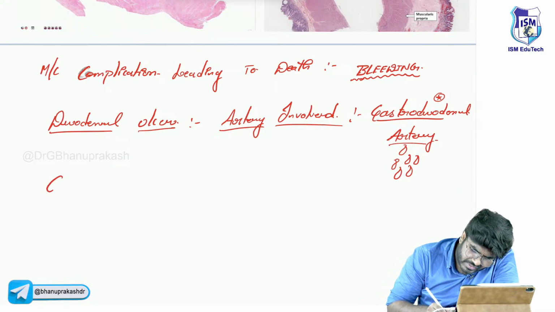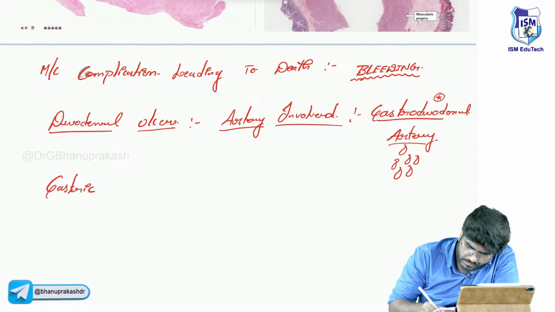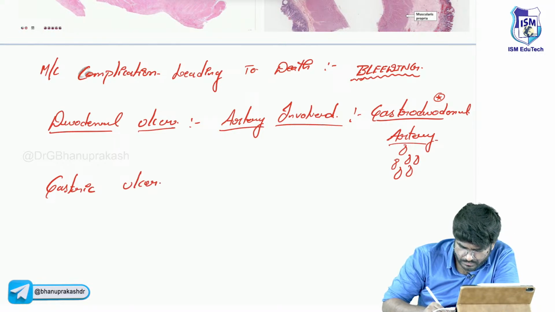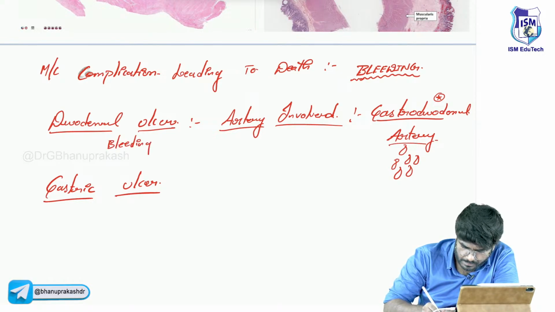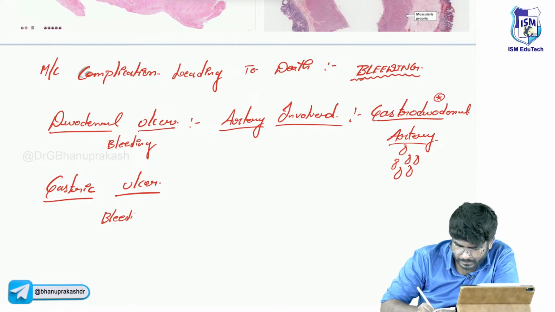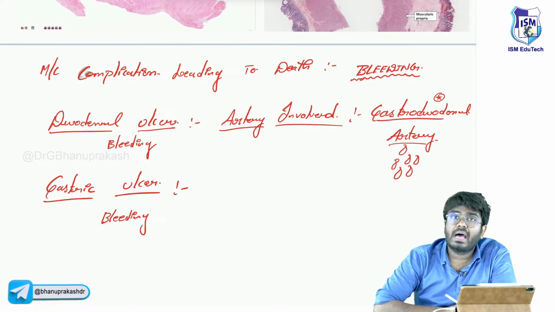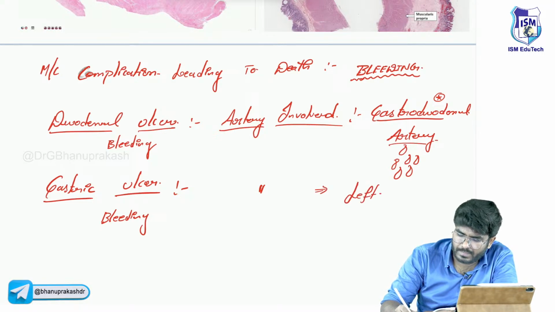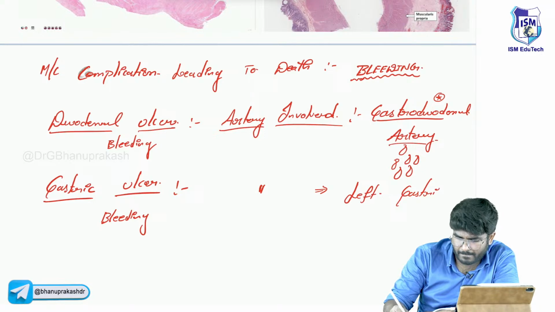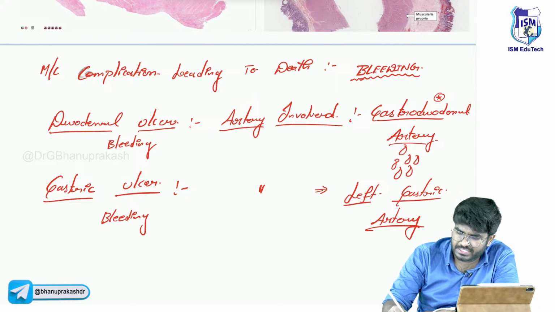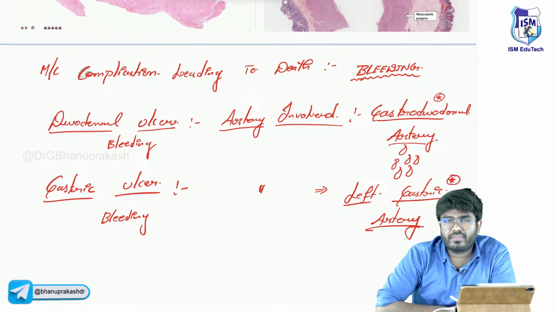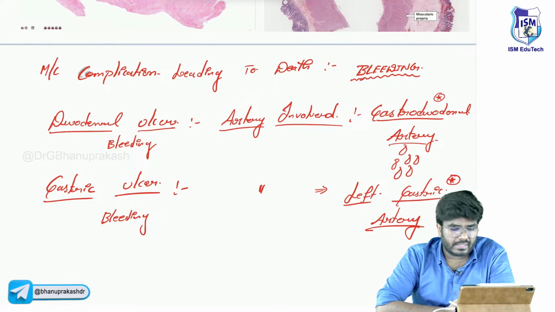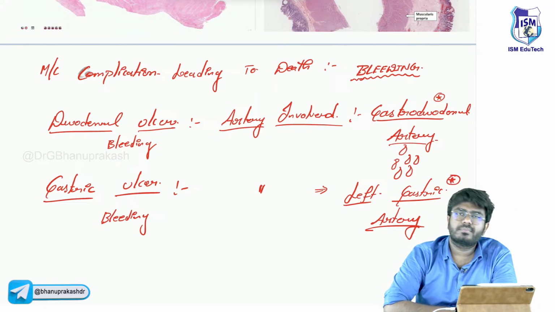Now, if the gastric ulcer is bleeding, what is the artery that is affected? What do you think? The answer is the left gastric artery. The left gastric artery, LGA, is the artery that is going to be affected in gastric ulcers, and that will bleed and can lead to hemorrhagic shock again.